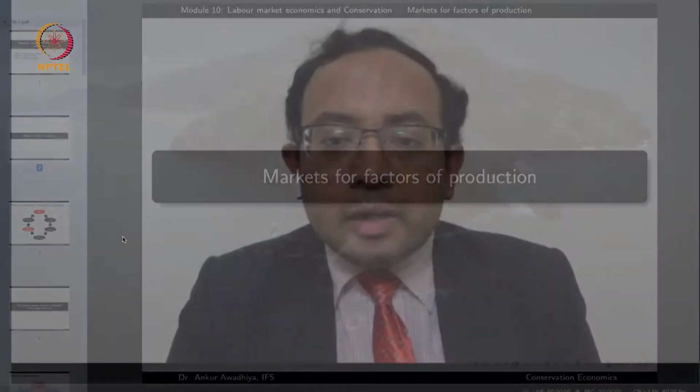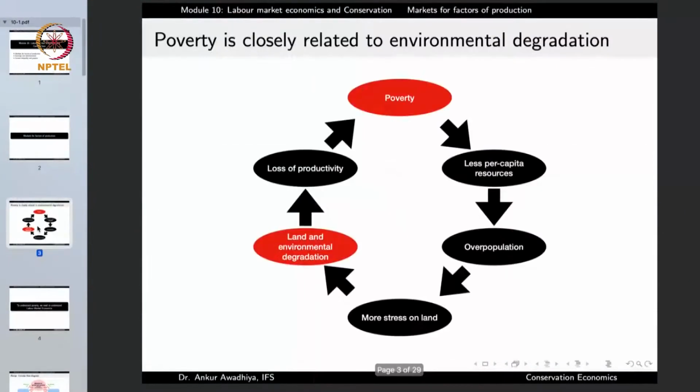Now we are studying topics such as the market for the factors of production or poverty or inequality because they have a very large bearing with conservation. And in this context, it is important to remember this chart. Poverty is closely related to environmental degradation. Now, this is because if there is poverty in a society, it would mean less per capita resources, which in a number of cases would also translate into overpopulation.